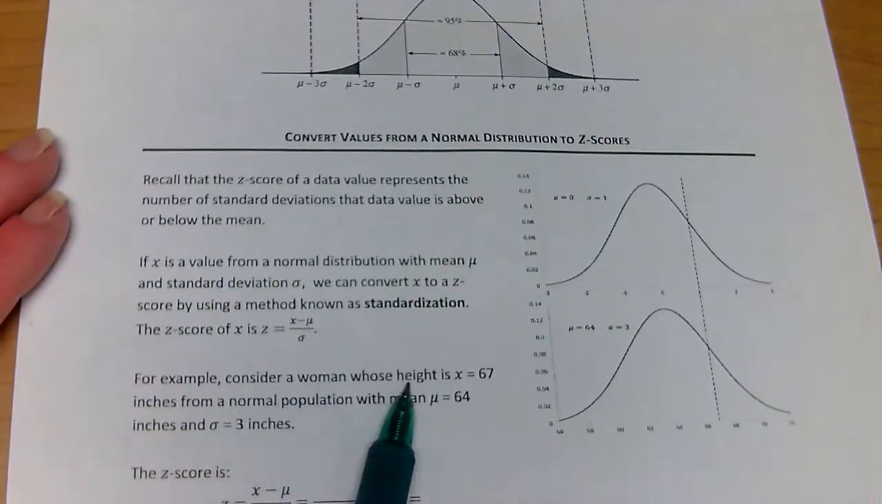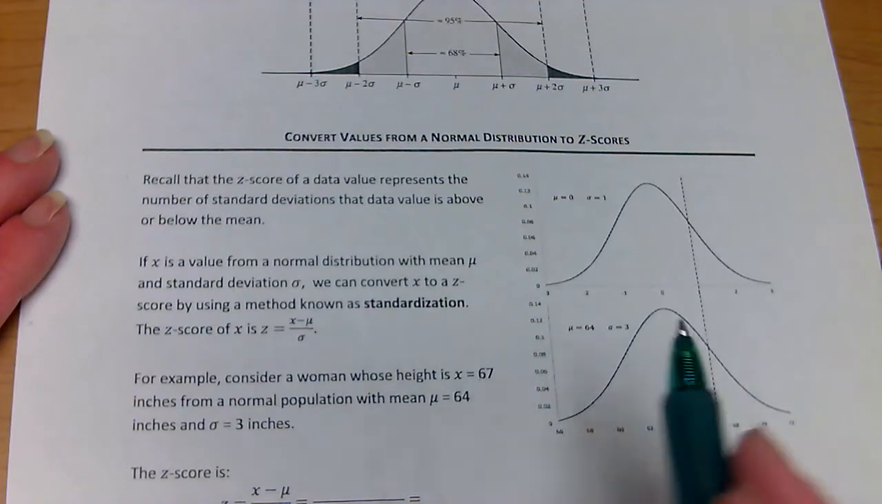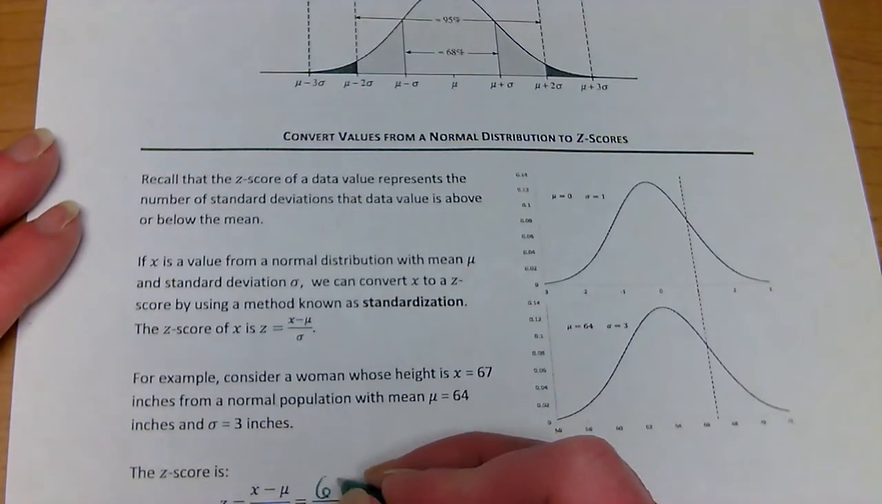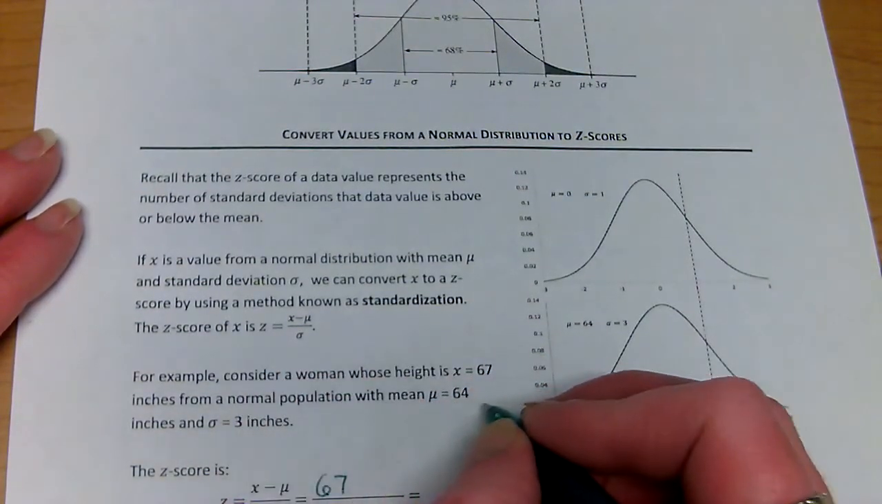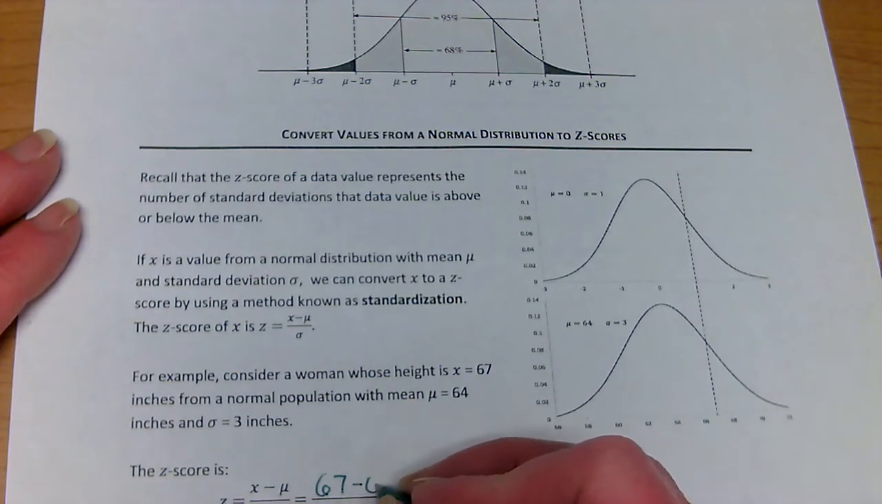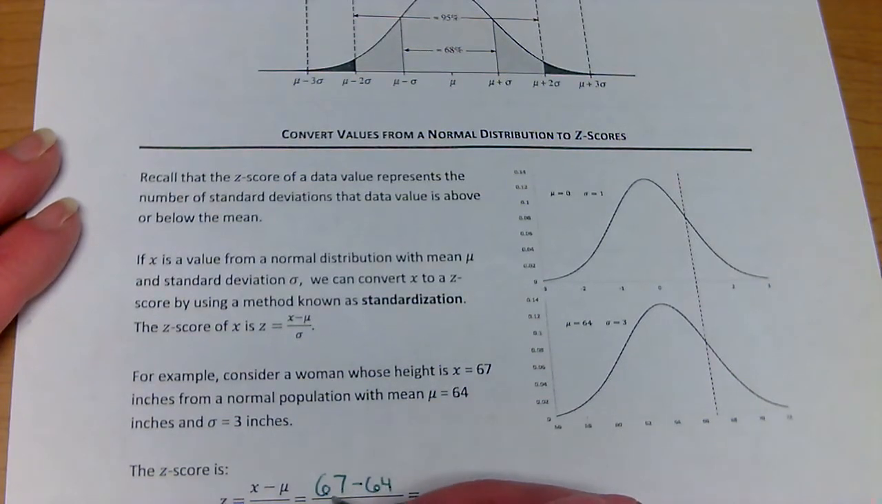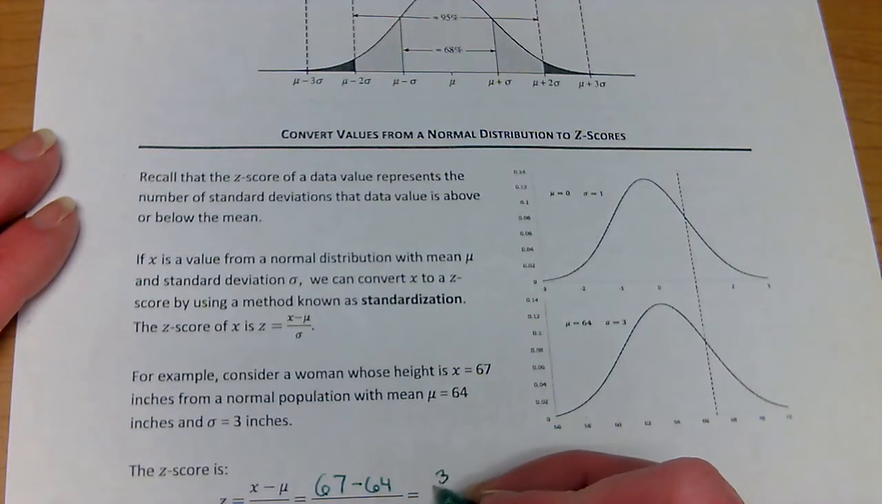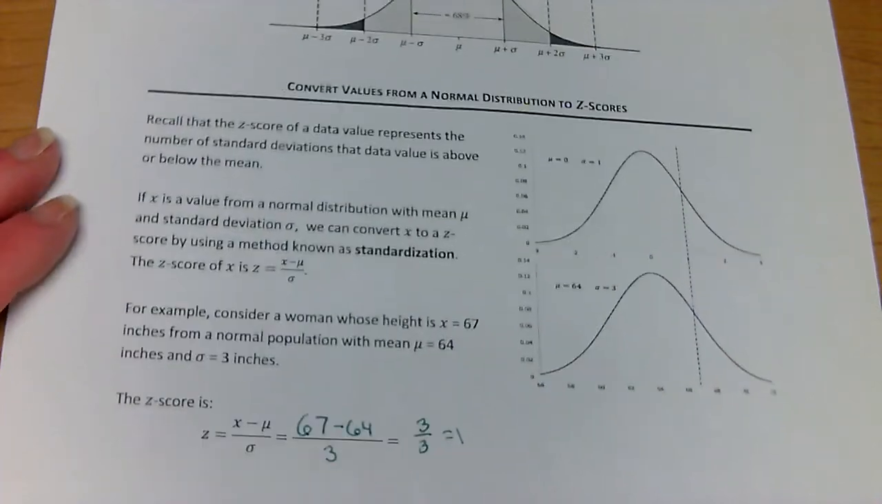So consider a woman whose height is 67 inches from a normal population with a mean of 64. So I'm going to find the difference between my x value and the mean divided by my standard deviation. So 3 divided by 3. This person is 1 standard deviation away.